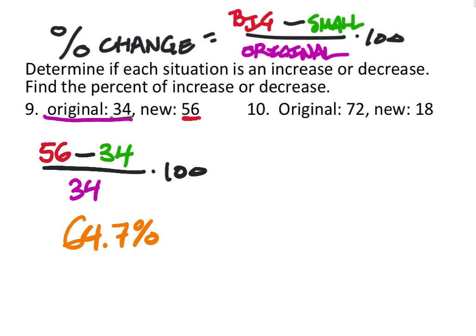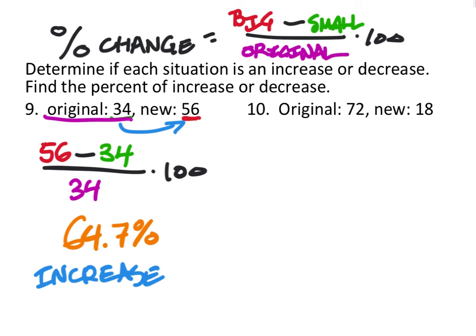Now, as fun as that was, we're not actually done with number 9. Because at the top it says, we gotta determine if it's an increase or decrease. I do this at the end. I mean, you can do it at the beginning if you'd like. But for me, I see that it went from 34, it went up to 56, which would indicate that it is an increase. Boom. Okay.